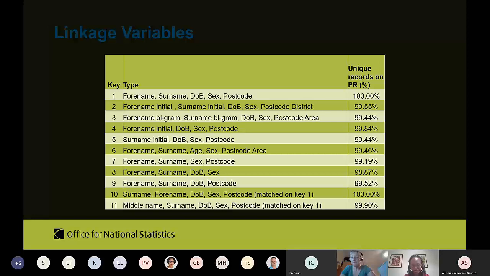I have a question. I just wanted to find out, is the postcode at household level, or is it something that is unique and can be linked to every individual?